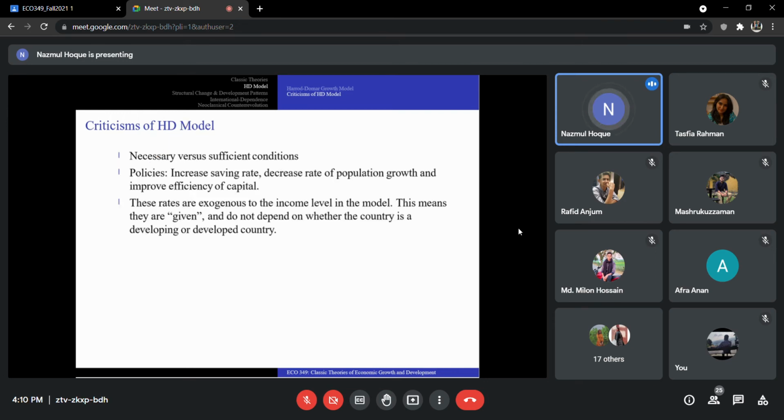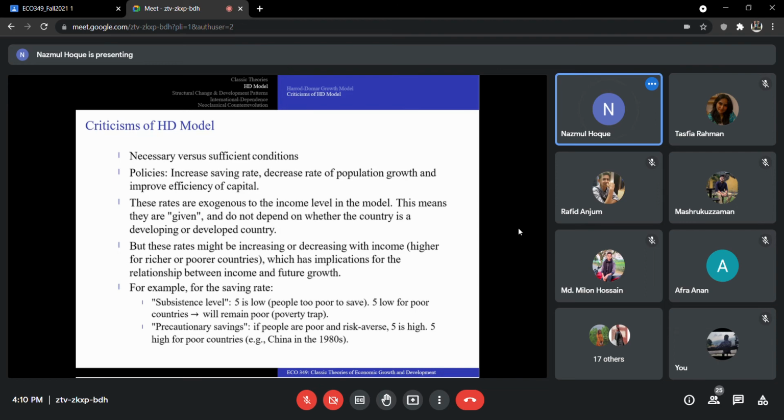Now, if you think about the main implication here, what does it mean? Let's say, for example, a higher savings rate basically means the economy will grow at a faster rate.